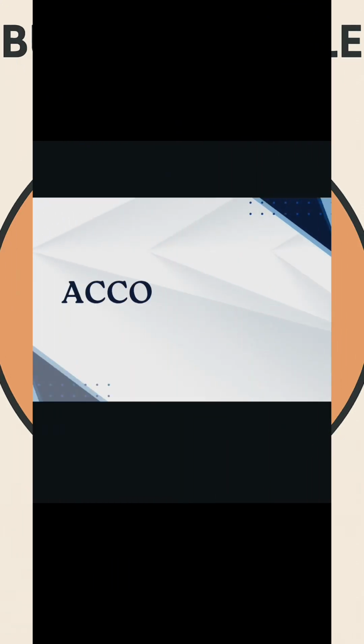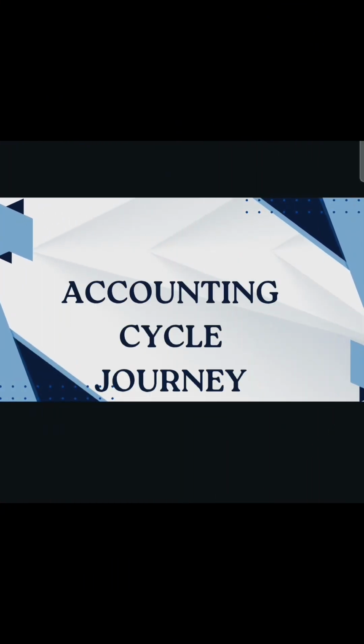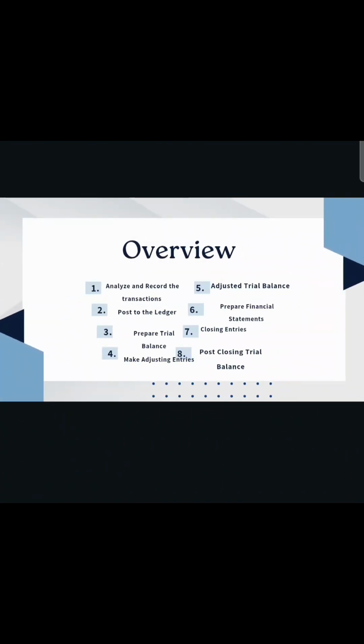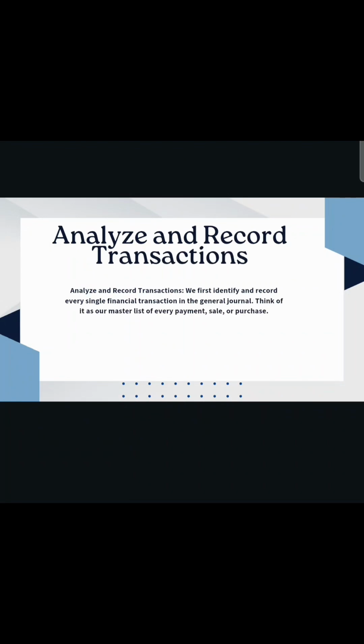The accounting cycle journey starts with identifying every single financial transaction, and be careful that a lot of transactions happen in any business, but here we are focusing on financial transactions only. Okay, and then we should record them in something called the general journal. Think of it as our master list of every payment, sale, and so on.